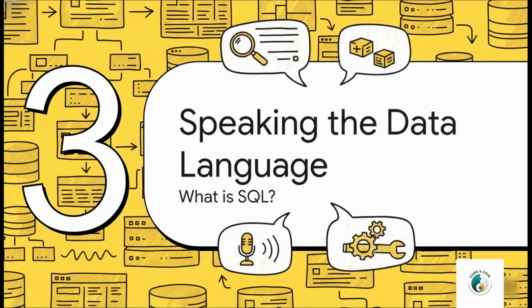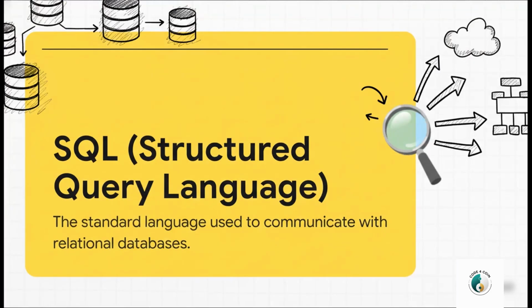Okay, so we've got our cabinet, the database. We've got the smart system organizing it, the RDBMS. But now, how do we actually talk to this thing? How do we ask it to find info, add new stuff, or make a change? Well, for that, we need a language. And that language is SQL, which stands for Structured Query Language. You can think of it as the universal language for talking to relational databases. If you're going to work with data, you have to learn to speak SQL.